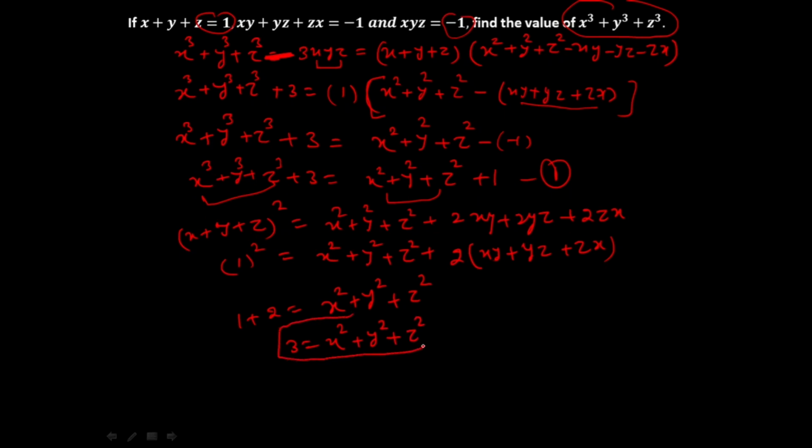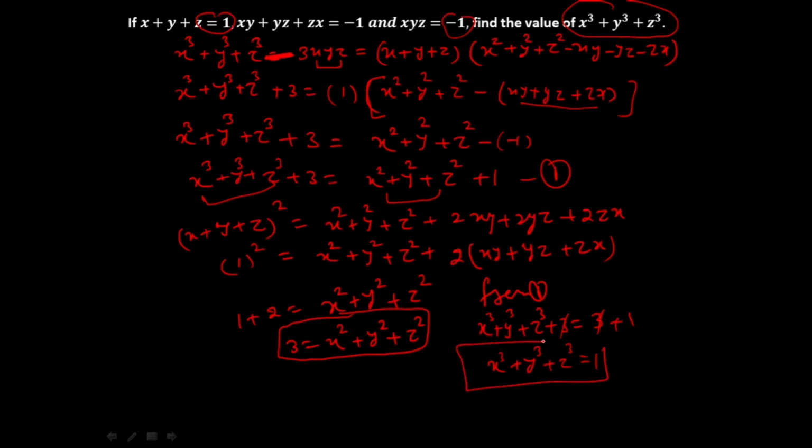Now replace this value in equation 1. Put this value here in 1. What do we have? x cube plus y cube plus z cube plus 3 equals x square plus y square plus z square plus 1, which is 3 plus 1. This got cancelled. So the final answer is 1 only. x cube plus y cube plus z cube is nothing but 1. The answer.